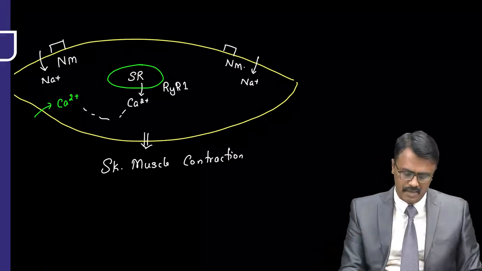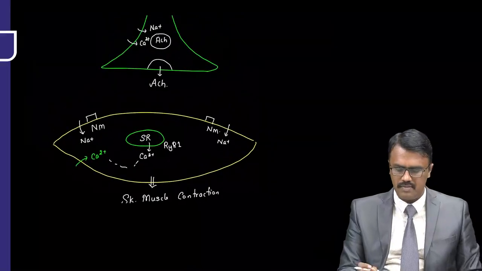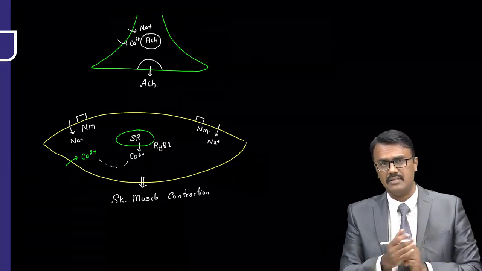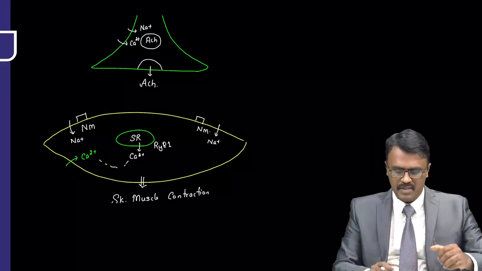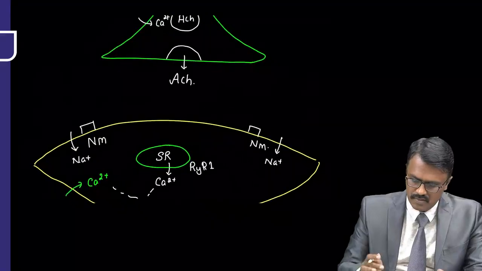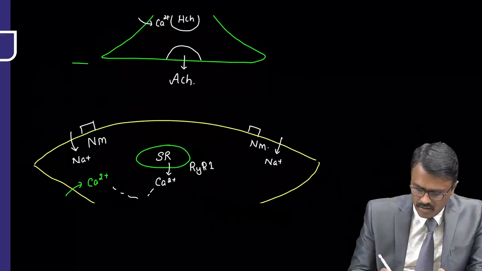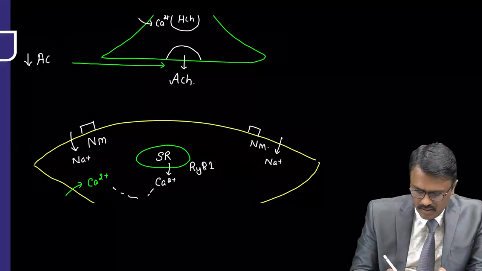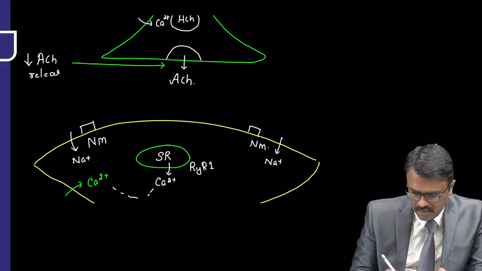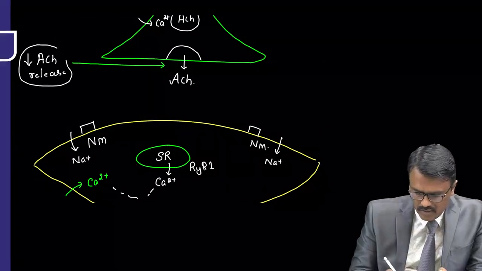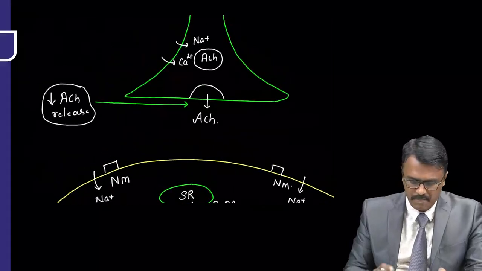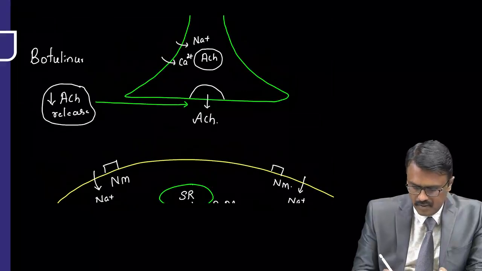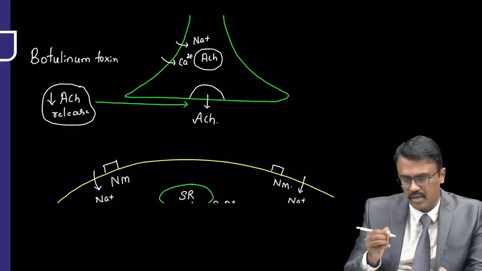Normal physiology. Fine. Now I want you to think and tell me, where should I block so that the muscle will not contract, instead it relaxes? Take a guess. The first one, which we have studied in the autonomic nervous system, is to stop the release of acetylcholine. There is a drug which can decrease acetylcholine release. Any guesses? What is the drug which decreases acetylcholine release? Yes, you are right. The name is botulinum toxin. We have studied botulinum toxin in ANS pharmacology.